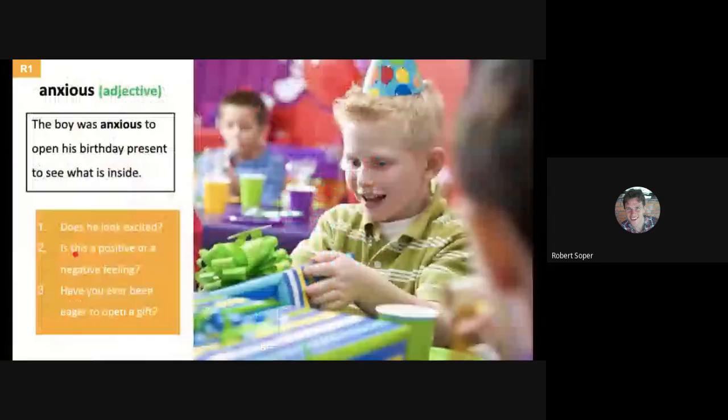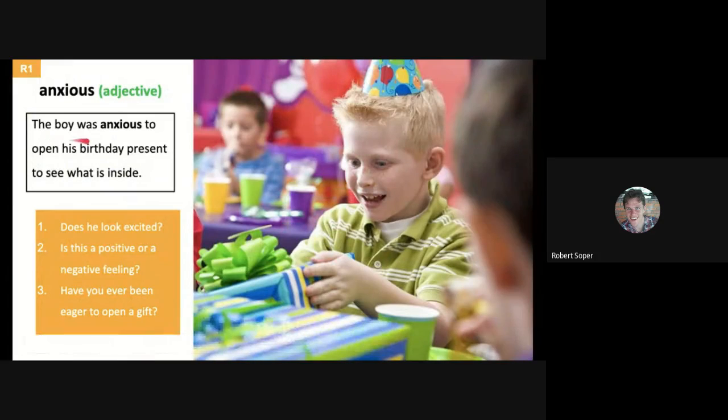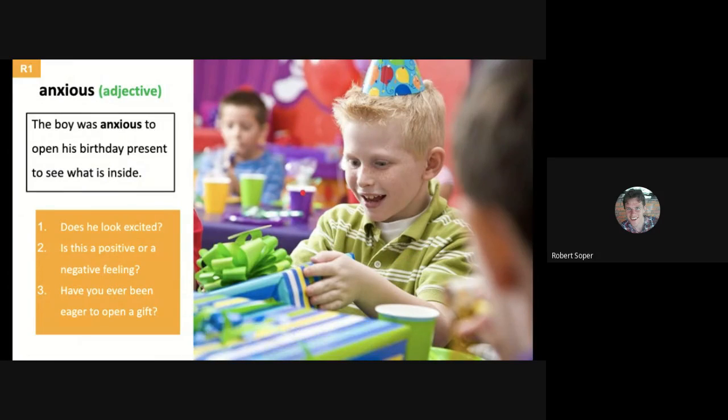Let's talk about that a bit more. Well, here we've got anxious being used as the adjective. And here we've kind of got it used in a positive sense. So we've got a sentence. The boy was anxious to open his birthday present to see what is inside. So here we've got a picture of the boy. And as you can see, he is anxious to open his birthday present to see what is inside.